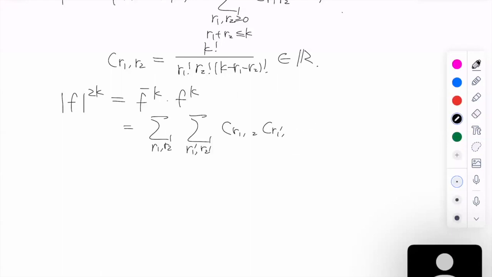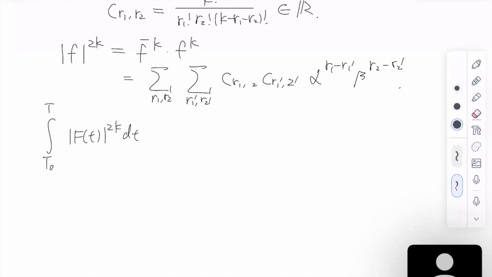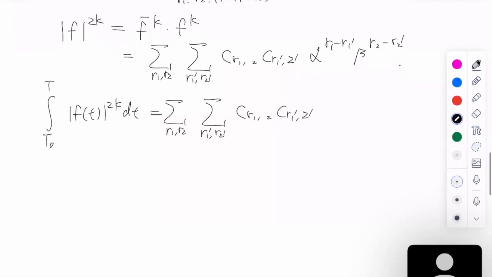And the whole thing is multiplied by alpha to the R1 minus R1 prime and beta to the R2 minus R2 prime. And if we integrate the whole term in the interval from t0 to some large number t, then we are going to arrive at the following. So we copy the whole term here because they are still the same. And we integrate the inner term. Remember, alpha and beta are functions of t.